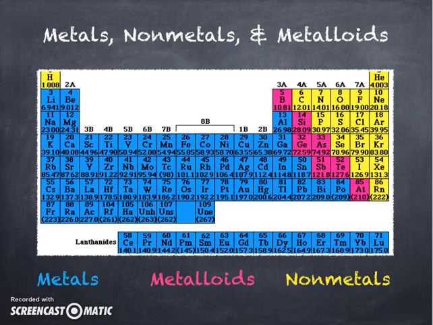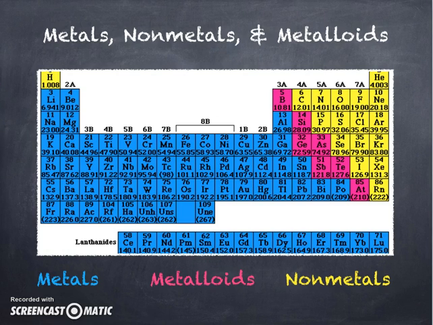Now, this is just a periodic table that is split into three different categories. There's metals, metalloids, and nonmetals. You are going to be required to know the difference between what a metal is, a metalloid, and a nonmetal.